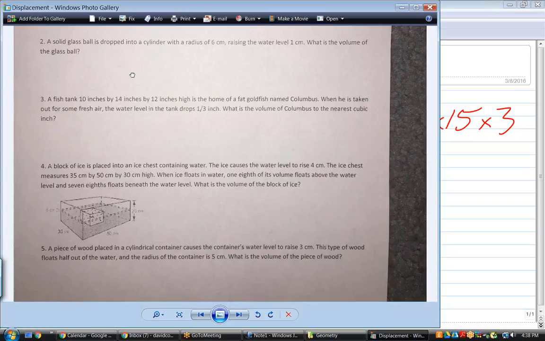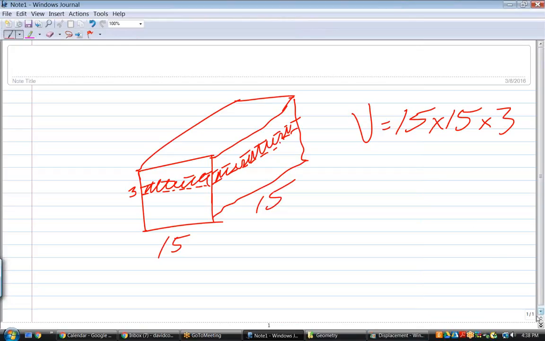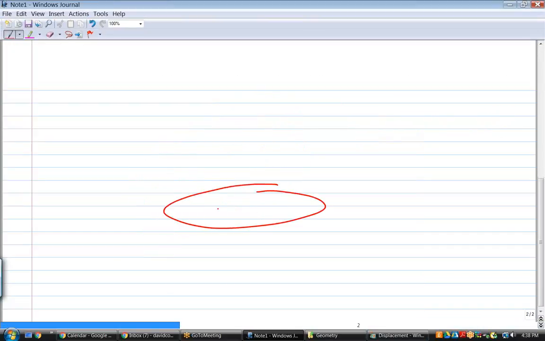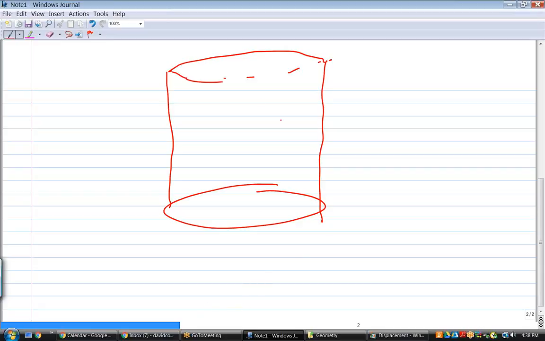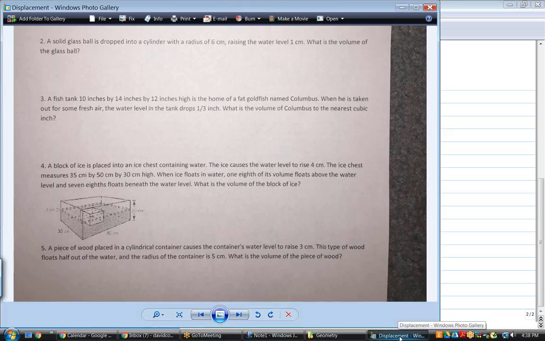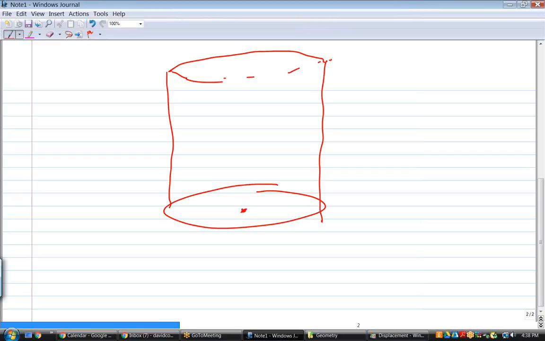Next question is very similar, only it's a cylinder. And in the cylinder, you drop a solid glass ball, and the cylinder has a radius of 6. So from here to here is 6. And there was some level that the water was at before you dropped the glass ball into it. And after you drop the glass ball into it, it raised it by 1 centimeter. So that distance is 1.